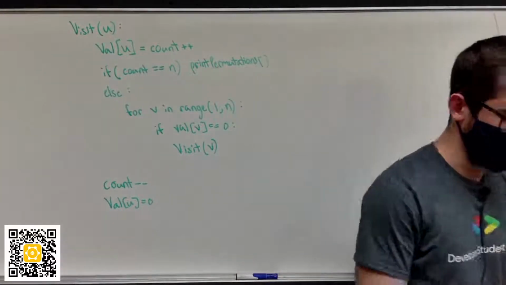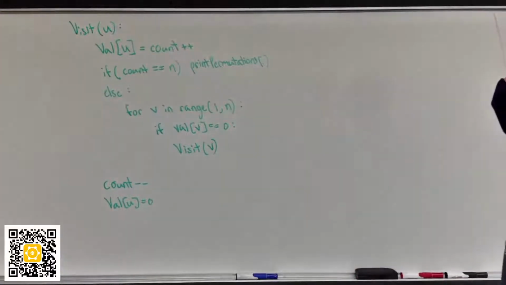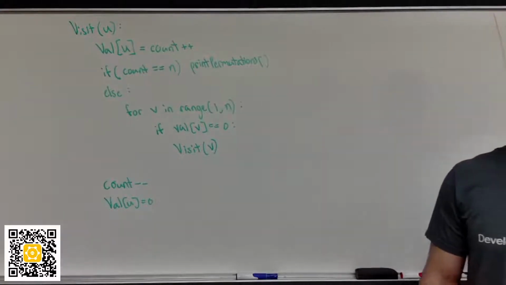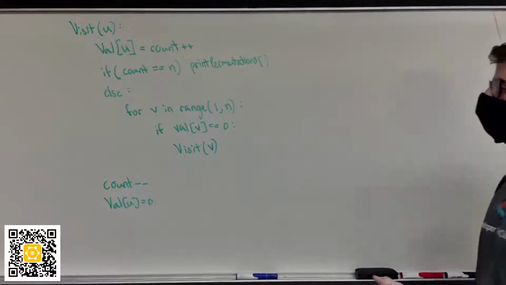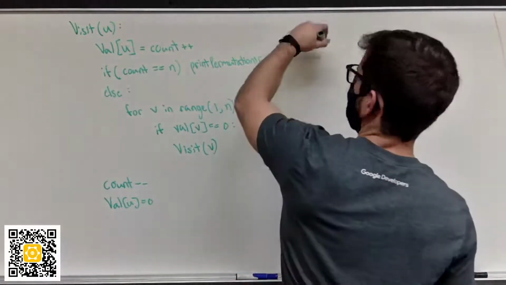So let's actually go over it. I'm not going to do it the same way he did it, where he actually drew out the whole recursive stack. I'm just going to keep track of our count and our val array.